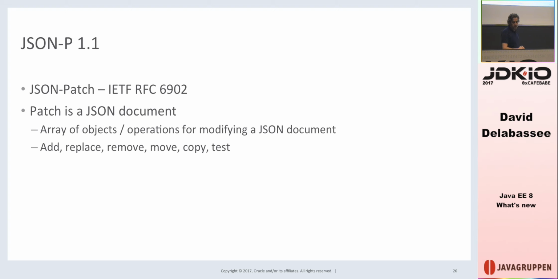Moving on, another standard that is now part of JSON-P 1.1 is JSON patch. Again, a very obvious name. A patch is something that we use to modify a JSON document. The patch in itself is a JSON document. The idea is that we have a JSON document with one or multiple operations that will be applied to another JSON document to transform that target JSON document.